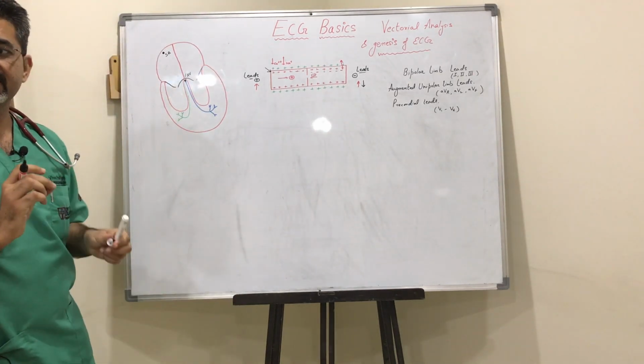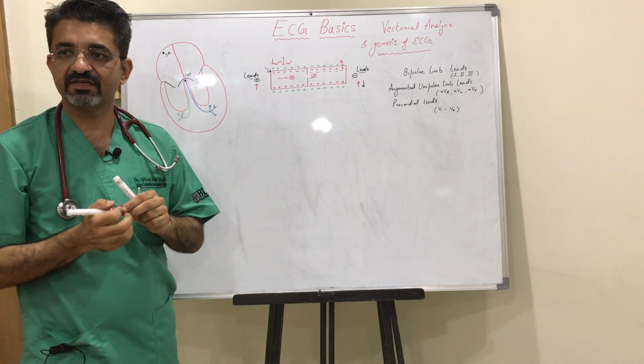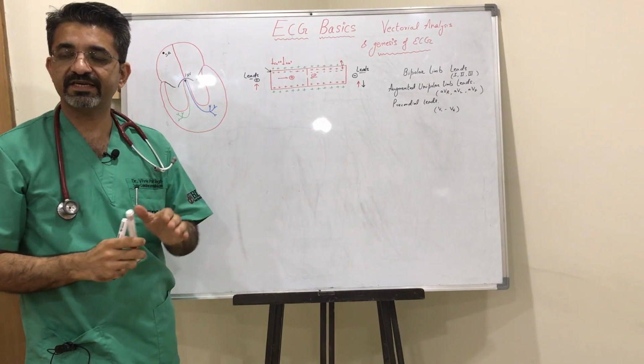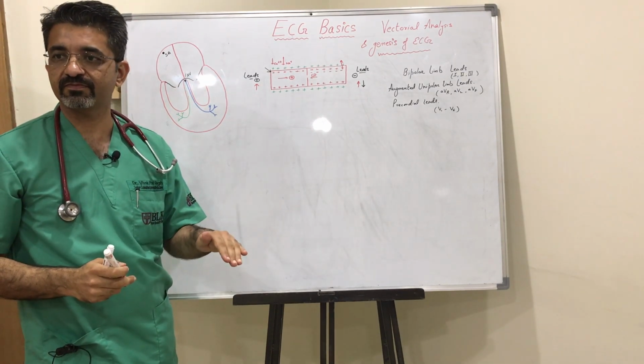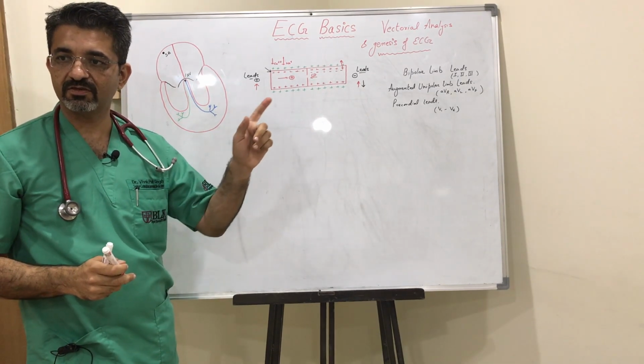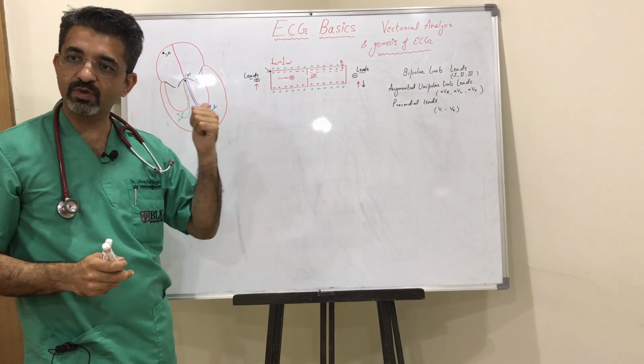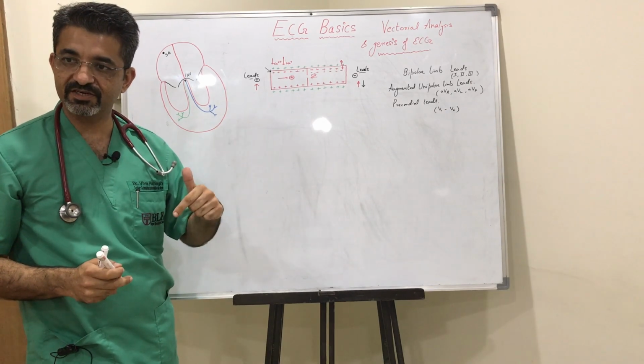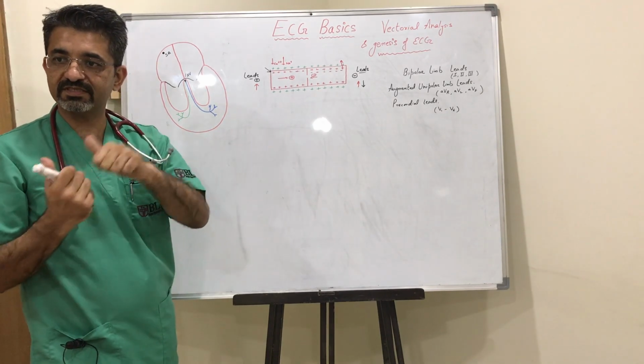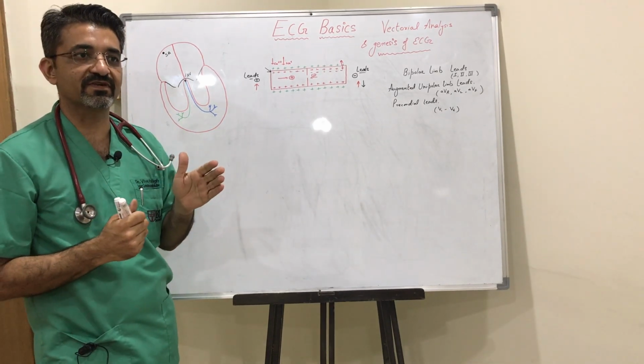So this is the standard principle of electrophysiology, wherein the movement of charge decides the deflection in the ECG. Positive charge, positive electrode, positive deflection. Positive charge towards negative electrode, negative deflection. Negative charge towards negative electrode, positive deflection.